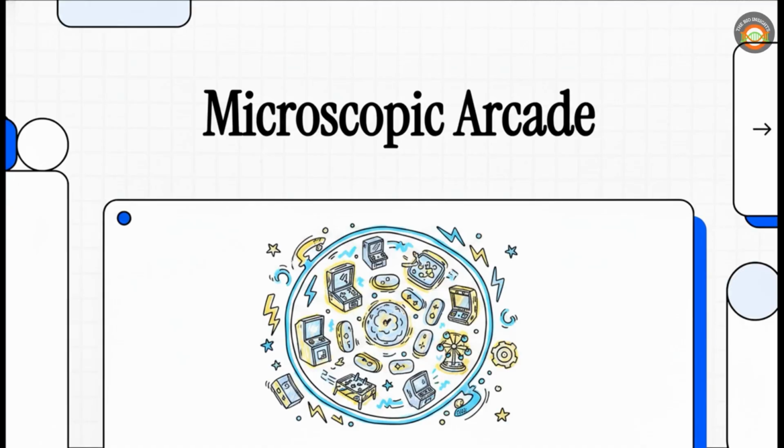Think about your body for a second. Imagine that it isn't just a collection of flesh and bone, but rather a bustling microscopic arcade. Literally right now, inside every single cell of your body, there are millions of games being played simultaneously. And these games, well, they're governed by tiny, essential, lightning-fast machines. Today, we're exploring these invisible architects of life.